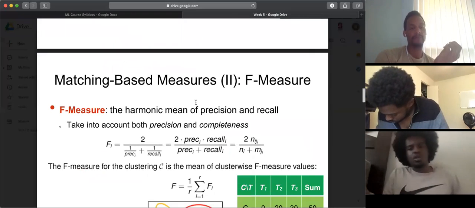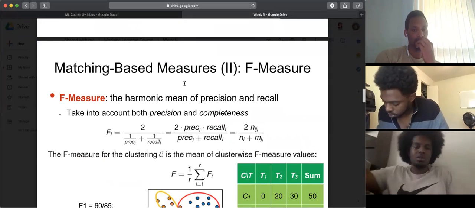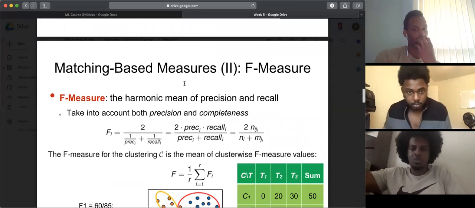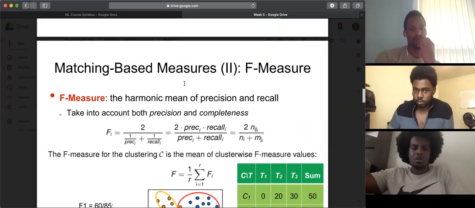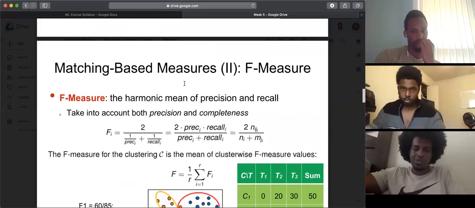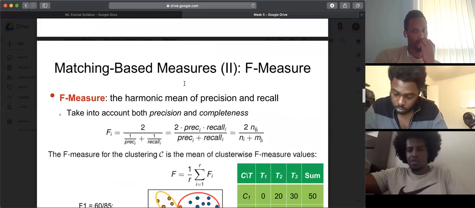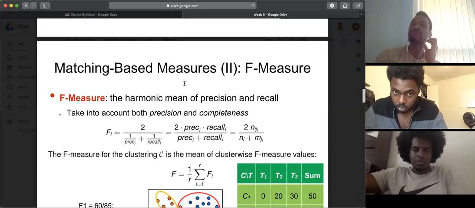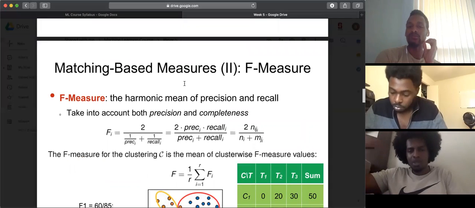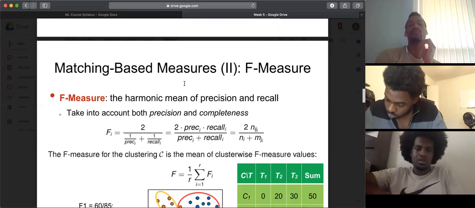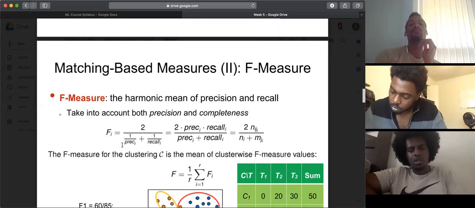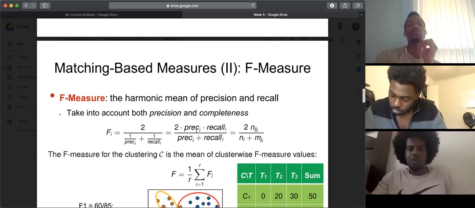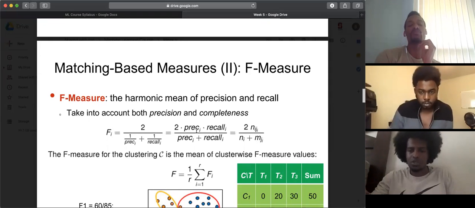So now we're looking at an F measure, which takes into account both the precision and the recall so that you get a holistic understanding of how good your clustering is. And that's what the F score is. There are different types of F scores. An F measure is the harmonic mean of precision and recall. It takes into account precision and completeness. If we look at the equation right here, it's 2 times the precision of i times the recall of i over the sum of the precision and recall.